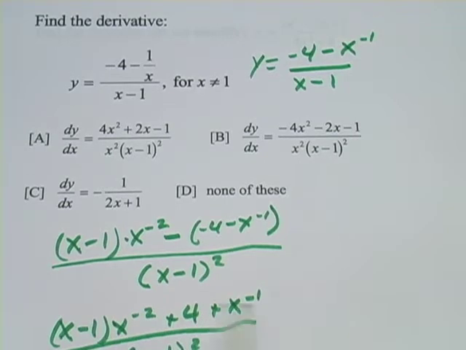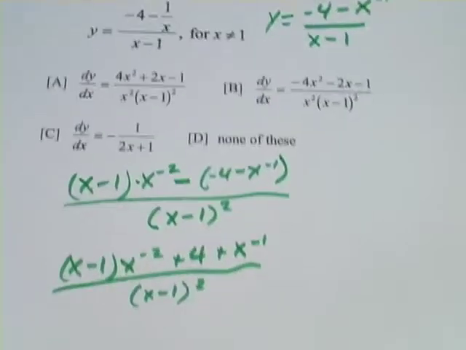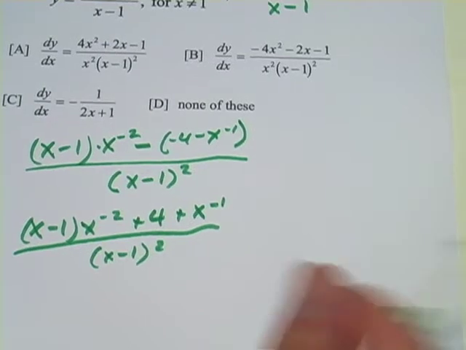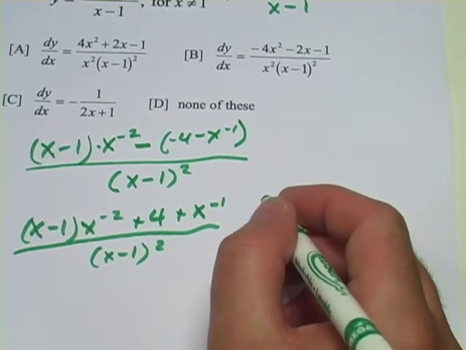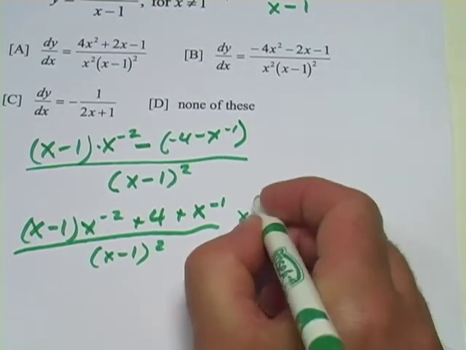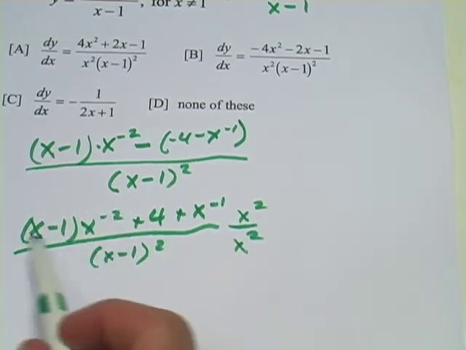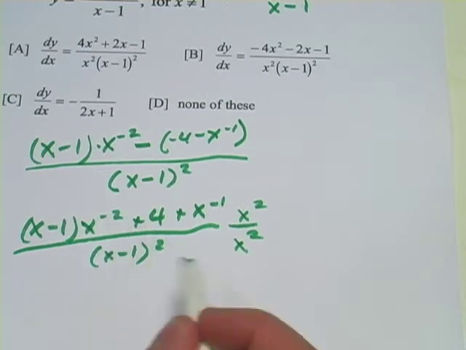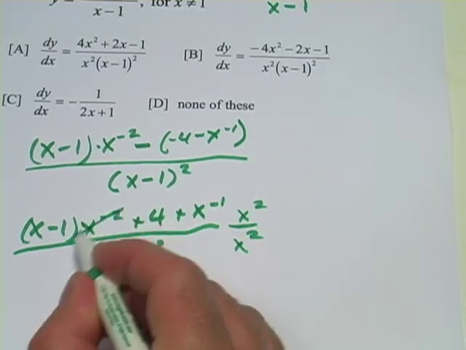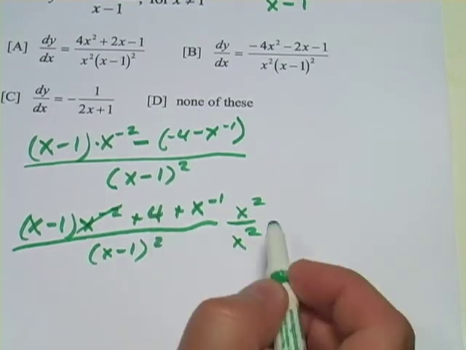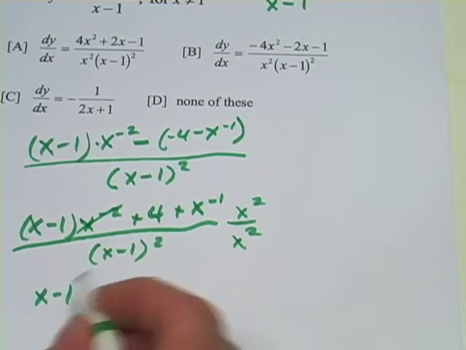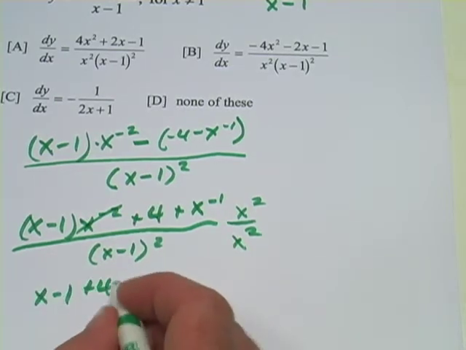Now, what I'd like to do is get these x to the negative power terms out of the numerator. I'd like to get them into the denominator. And what I think I'm going to do is multiply the top and the bottom by x squared. On the top, this term right here, that x squared and that x squared are just going to cancel, so that one will go away. Then I would multiply the 4 times the x squared, so I've got x minus 1 plus 4x squared.